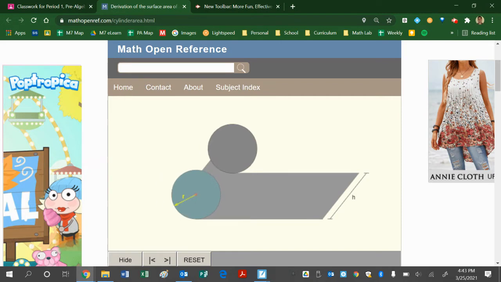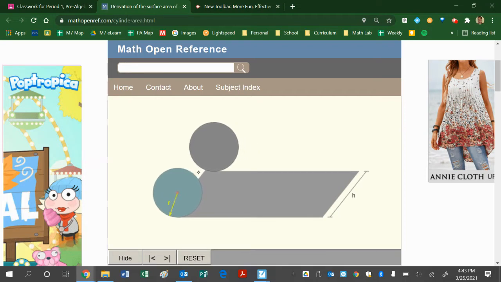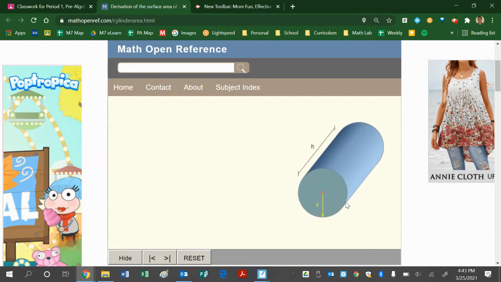So let's see, we got, oh, it's not going to let me write on here. Bummer. What about up here? Nope. What about over here? Nope. That's okay. Circle plus rectangle. We know how to find the area of the circles. We know the rectangle appears to have a height as one of its dimensions. What is the other dimension? That, ladies and gents, is the key question for today.